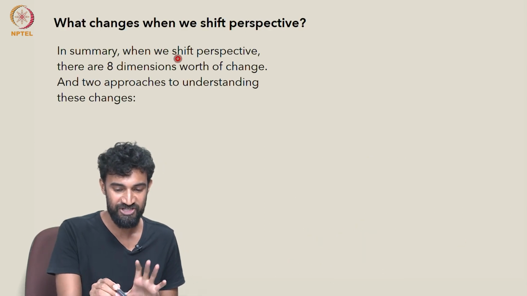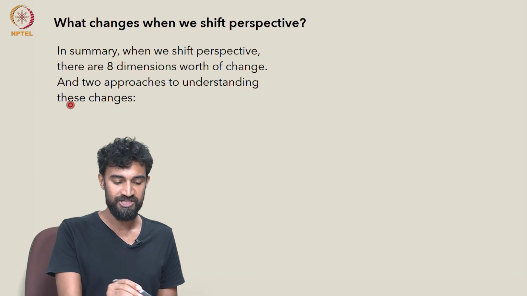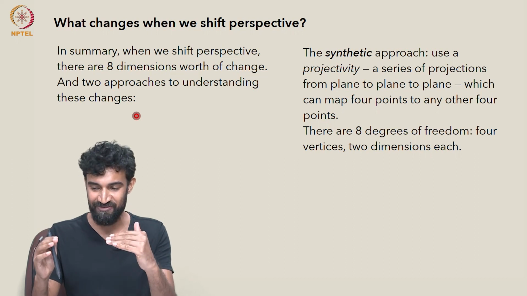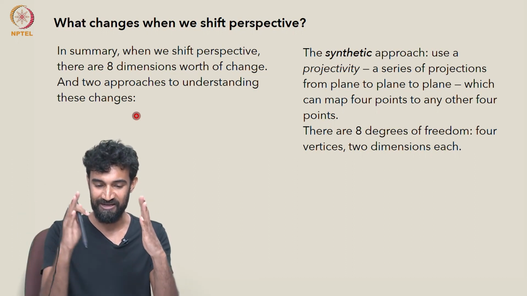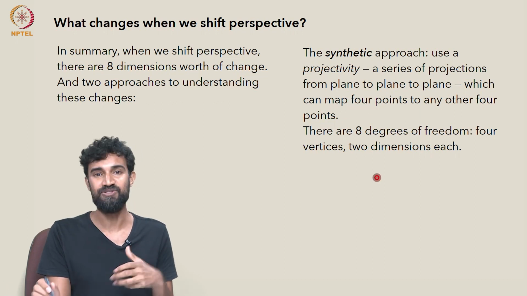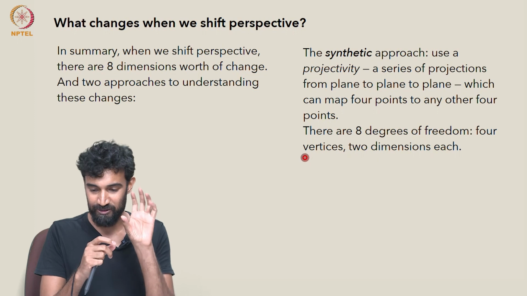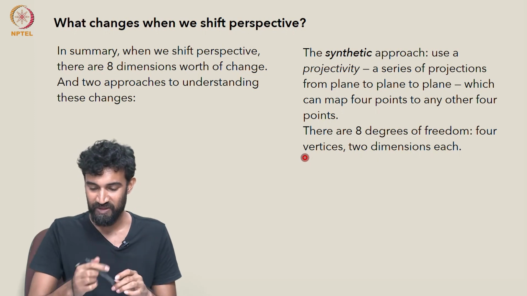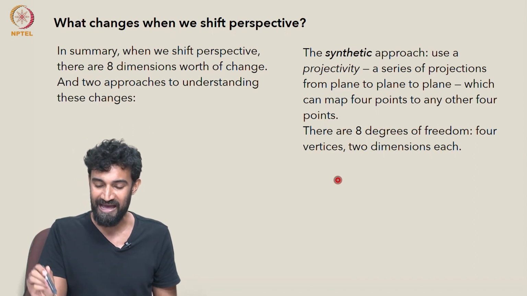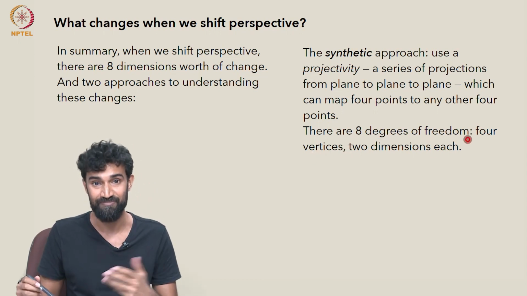So in summary, when we shift perspective, there's 8 dimensions worth of change that are happening. And there's really 2 approaches to understanding these changes. There's the synthetic approach, involving a series of projectivities or projections from a plane to a plane to a plane back to itself. And that can map any 4 points to any other 4 points. There's 8 degrees of freedom, which we see in the 4 vertices of an initial square and a target square. Rather, an initial square can map to any target quadrilateral. And the 4 vertices of that quadrilateral, each of which have 2 dimensions, gives us 8 degrees of freedom.